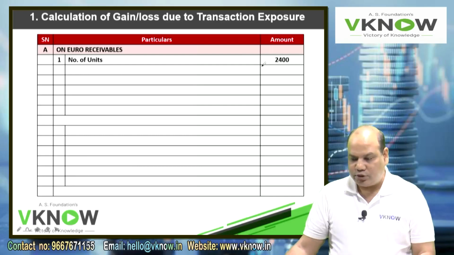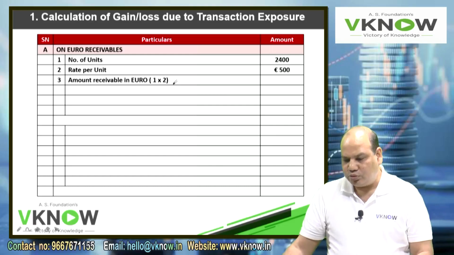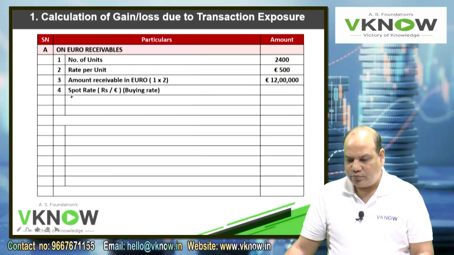So what is the number of units you are exporting? 2400. Rate per unit euro 500. Amount receivable in euro, 1 into 2, euro 12 lakh. 4. Spot rate, rupees per euro. We'll take buying rate because for exporters buying rates are applicable. So that is rupees 51.50 per euro.